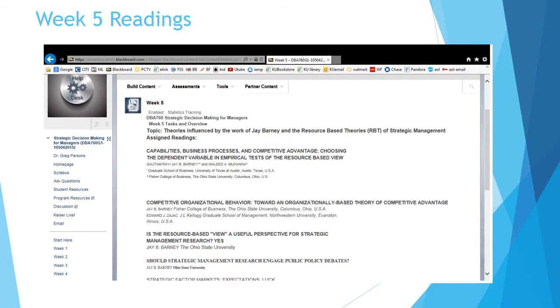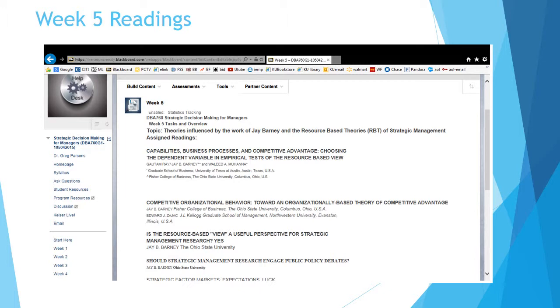So this week's readings are going to be based upon J. Barney's work and others in the field of what have come to be called resource-based theories of strategic management. And again, we'll see how this is a continued evolution of the thinking in the field. We've worked our way through Michael Porter's work and the people who wrote about him. And J. Barney was definitely influenced by Porter, but saw that there were some things that could be added.